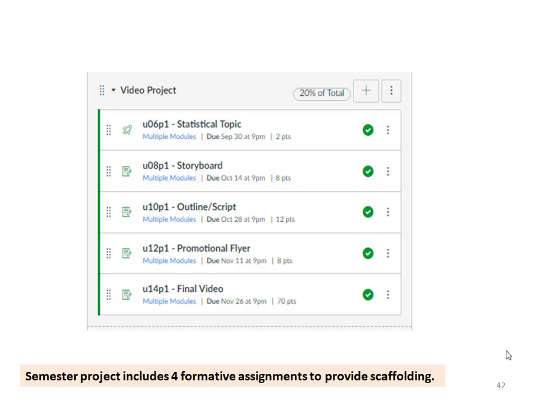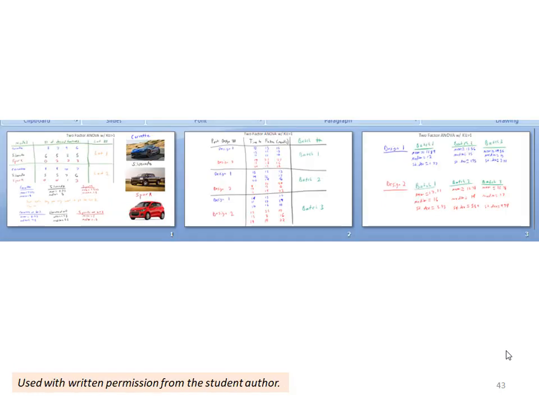Likewise, there are 4 formative assignments that students work on. They pick the topic they're going to work on in week 6. They produce a storyboard in week 8, a script in week 10, and a promotional flyer in week 12. So here's what one of the storyboards looks like from a student who gave me permission to use this material. It's basically 3 slides where they just mock up the kind of material they're going to use and the way they're going to talk about their statistical topic as they go through.